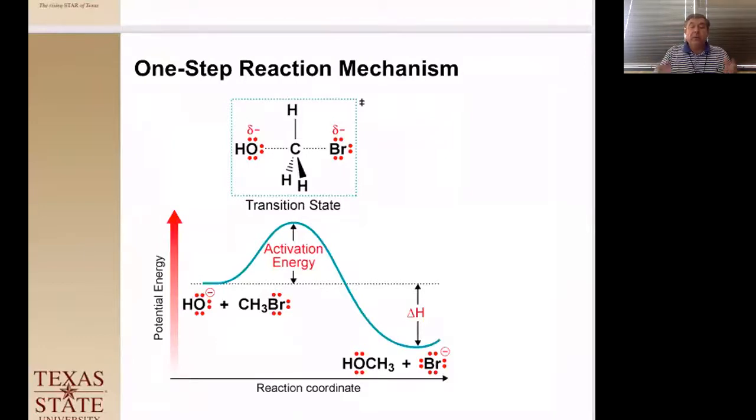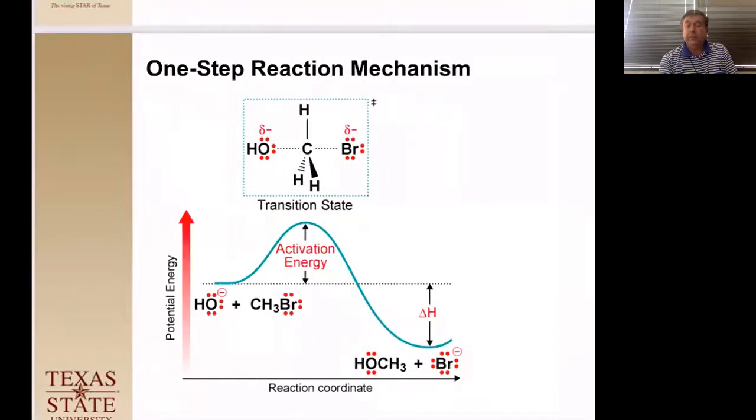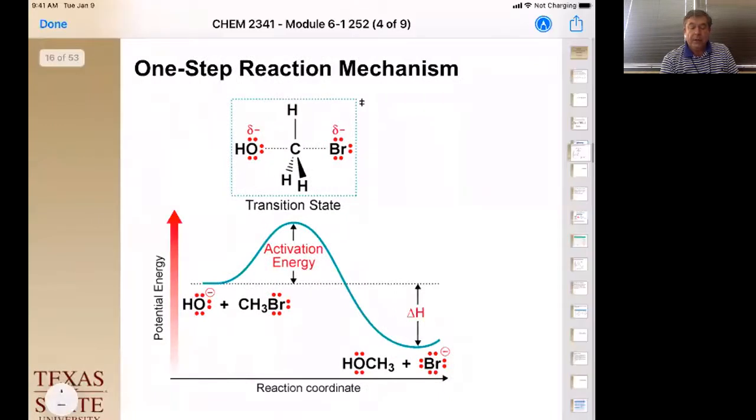So, for example, this is a substitution reaction. We are substituting the bromine here with the OH. This OH has a negative charge, meaning it's a nucleophile. It's a Lewis base. It wants to use those electrons to make a new bond.